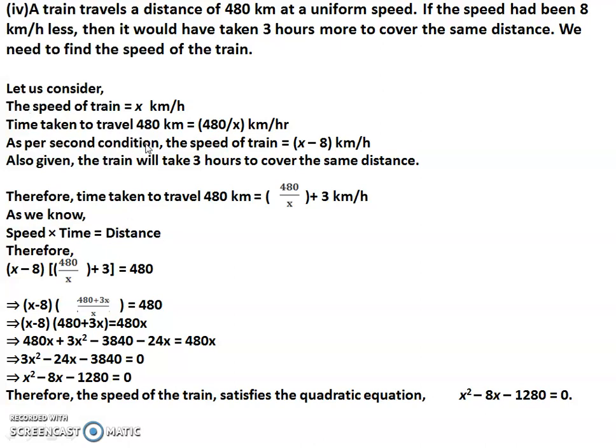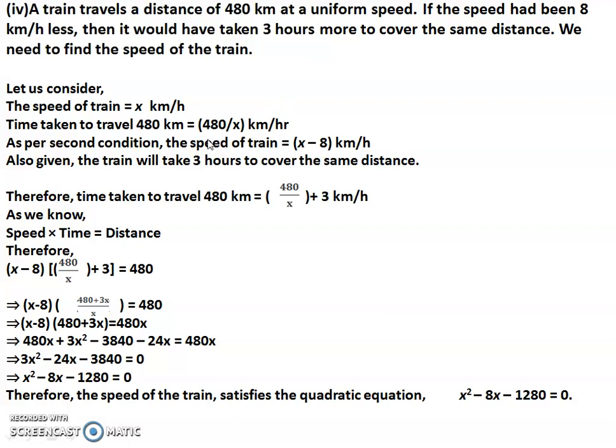As per the second condition, what is the second condition? If the speed had been 8 km/h less. So if now the speed is x, if you are reducing it by 8 km/h, that means x minus 8. So as per the second condition, the speed of the train is x minus 8 km/h. What will happen to the time? Time increases by 3 hours.